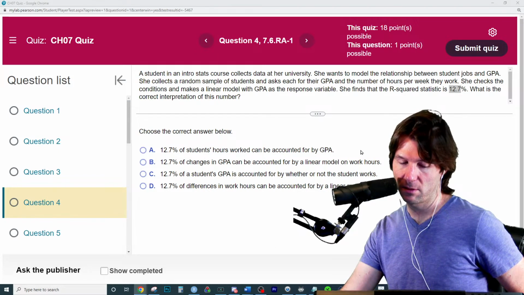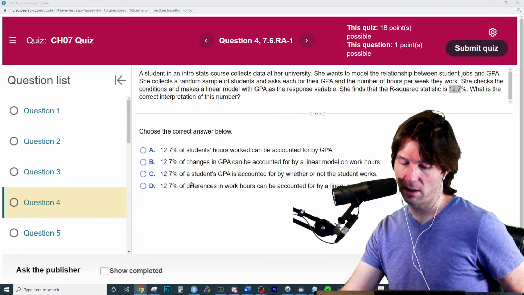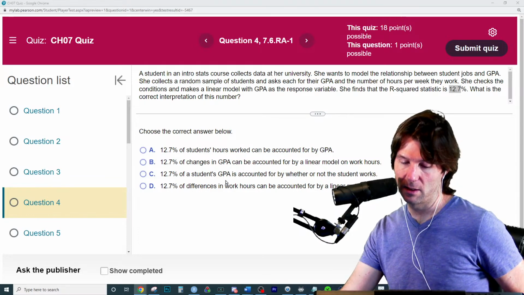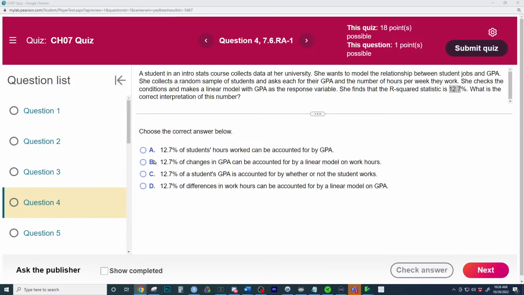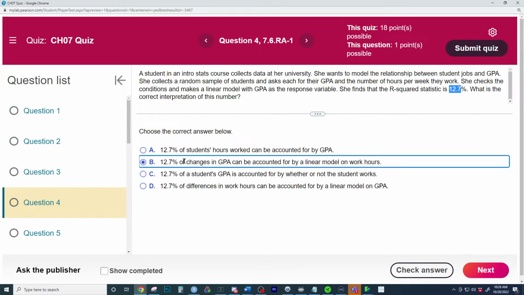12.7% of a student's GPA is, let's see right here. I think it's going to be this one right here. 12.7% of changes in GPA can be accounted for by a linear model on hours worked. That sounds most accurate to me. 12.7% of a student's GPA is accounted for by whether or not the student works. They should literally say the work hours, so I'm a little worried about that one. This one's almost got a second place. 12.7% of the differences in work hours.